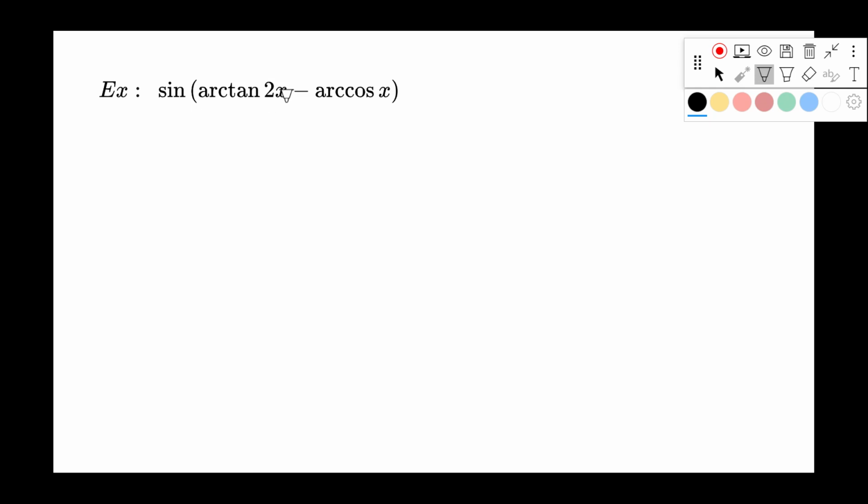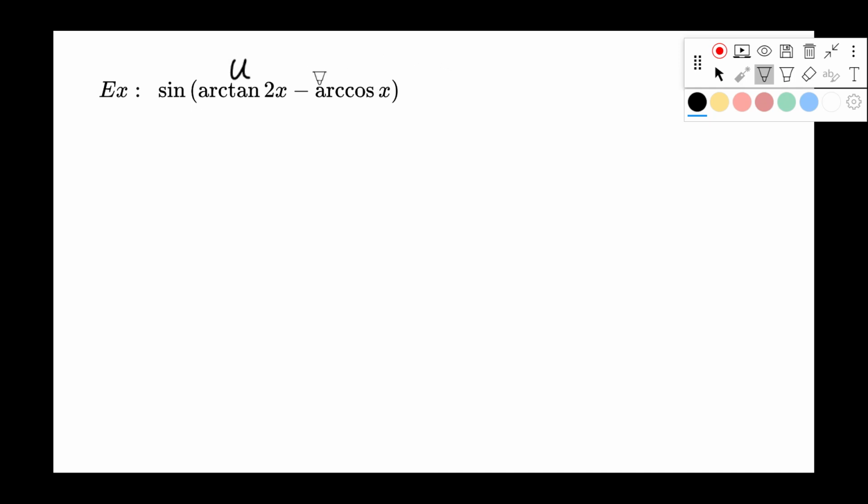2x is my ratio. Now, 2x is not on the unit circle. Okay? And I want to know the angle that it belongs to, but I don't know the angle that it belongs to, so I'm going to call it something. I'm going to call that angle U. I don't know what it is.